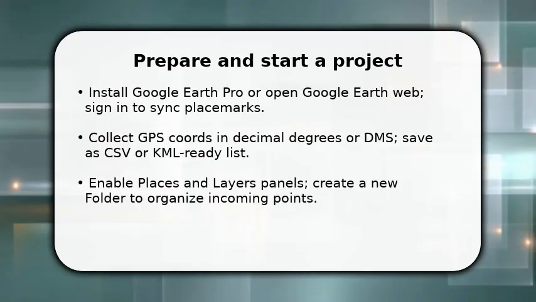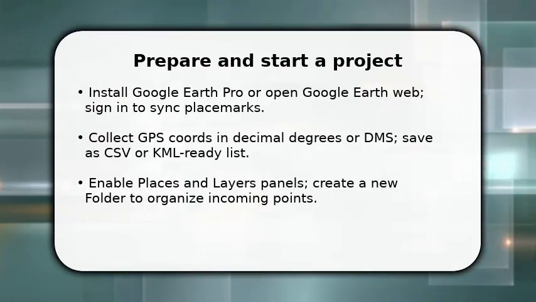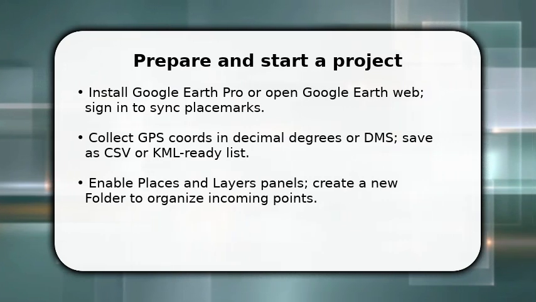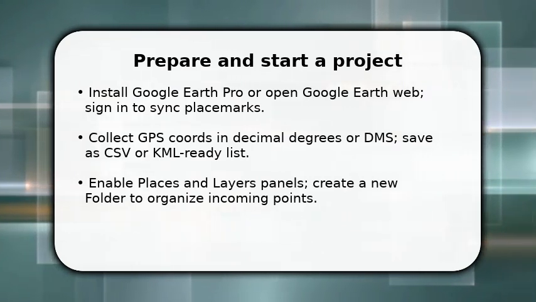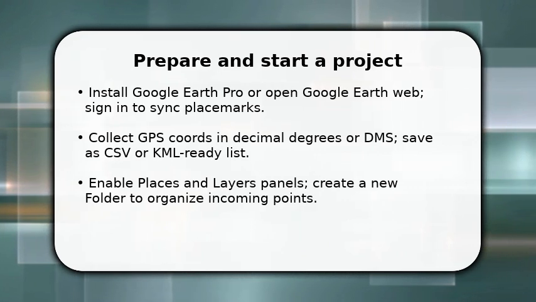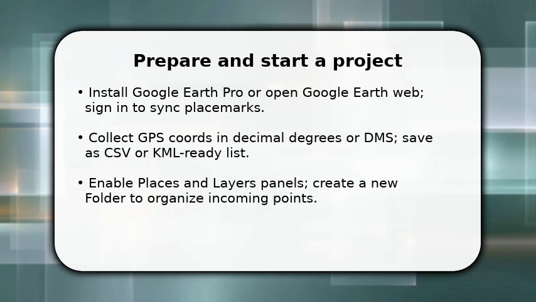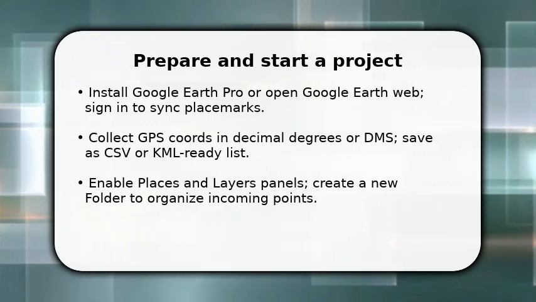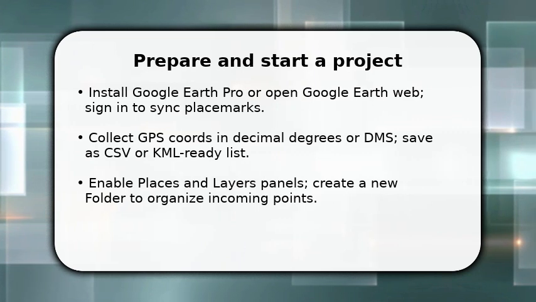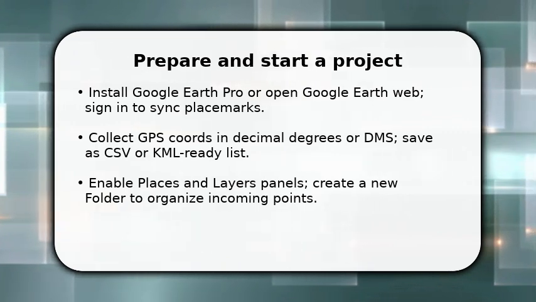Enjoy the video. You'll begin by launching Google Earth and creating a new project folder so points stay organized. Once done, gather your GPS list in decimal degrees or convert DMS to decimal. This avoids import errors. Make a CSV with columns name, description, latitude, longitude, and save a backup.